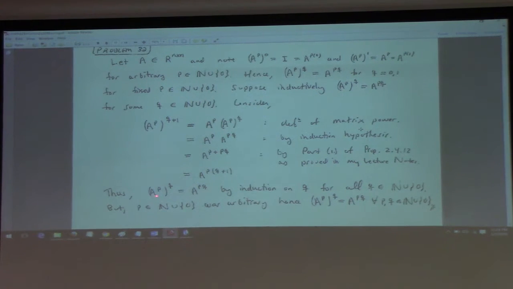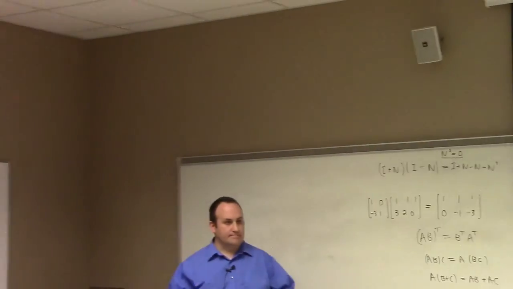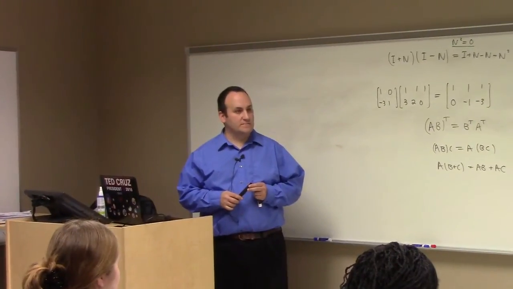Therefore, by induction, a to the p to the q is a to the pq by induction on q, but p was arbitrary, so we got it for all p and q, non-negative. It's actually a little bit easier than the one I have in the notes, which is a little bit more annoying. It had more steps, as I recall. Other questions?